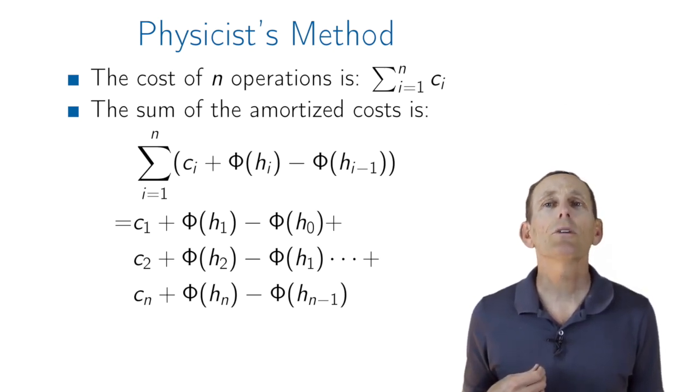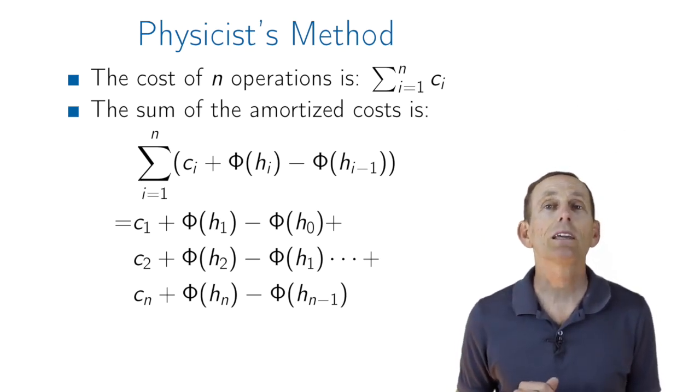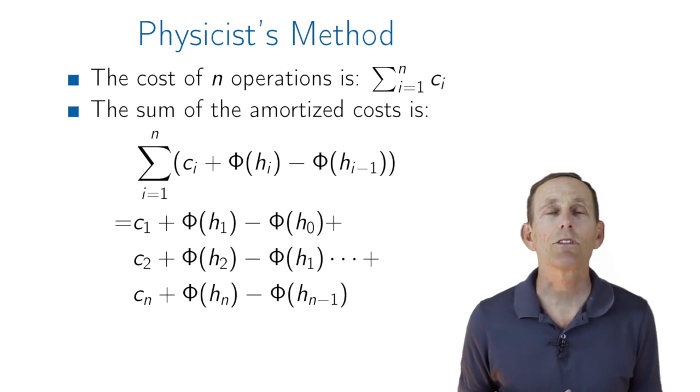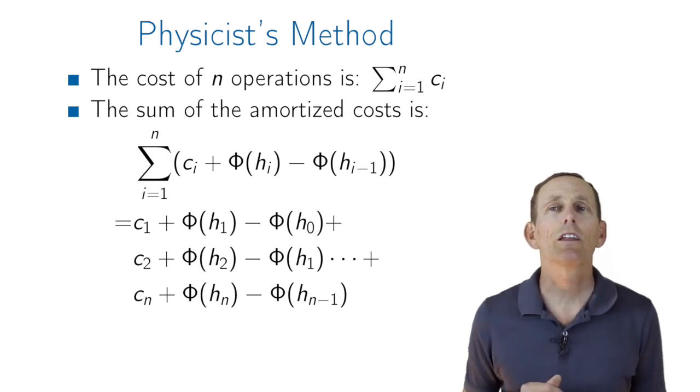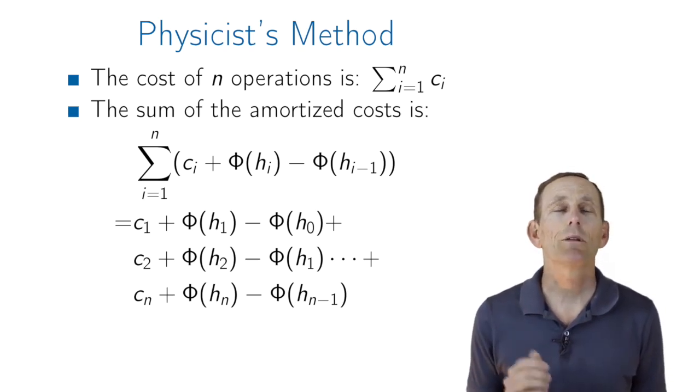What's important to note is that we have a phi of h sub 1 in the first line and a minus phi of h sub 1 in the second line. So those two cancel out. Similarly, we'll have a phi of h sub 2 in the second line, and we have a minus phi of h sub 2 when we look at the amortized cost at time 3. And that goes on until at time n minus 1, we would have a phi of h sub n minus 1 positive and a phi of h sub n minus 1 negative.